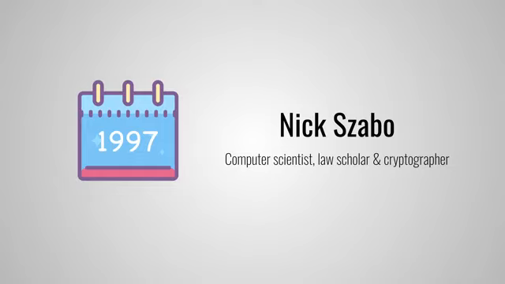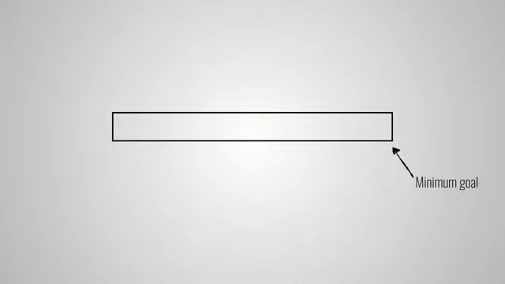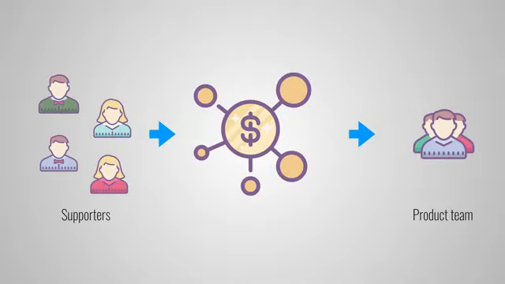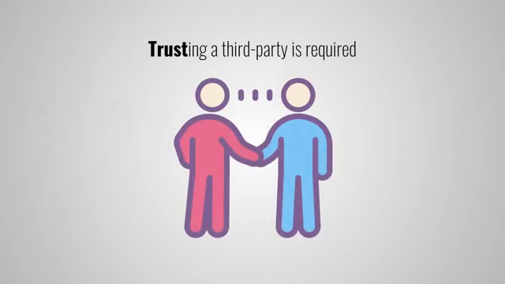You probably are familiar with Kickstarter, the large fundraising platform. Product teams can go to Kickstarter, create a project, set a funding goal, and start collecting money from others who believe in the idea. Kickstarter is essentially a third party that sits in between product teams and supporters. This means that both of them need to trust Kickstarter to handle their money correctly.